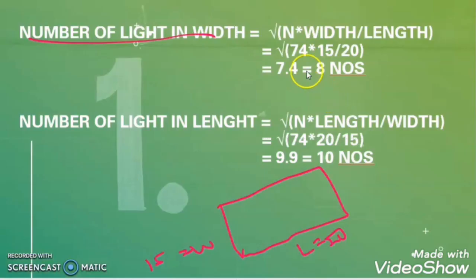We will substitute the values. We will get the number of lights in width equal to 7.4. It is a fraction, so we will round it up, because we cannot install 7.4 lights. We will take the rounded up value, that is 8. So we will put 8 lights in the width: 1 2 3 4 5 6 7 8.